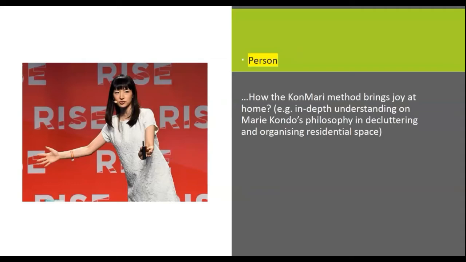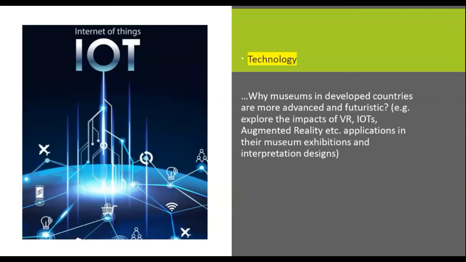The next one: a case can be any technology. For example, this is the hypothetical question: why are museums in developed countries more advanced and futuristic? So you want to find an answer for this question, and of course you need to explore. Basically, you can explore the impacts of technology, for example virtual reality, the Internet of Things, and augmented reality, and the application of these technologies in their museum exhibitions and interpretation design. So in this context, these technologies are the case for your research.